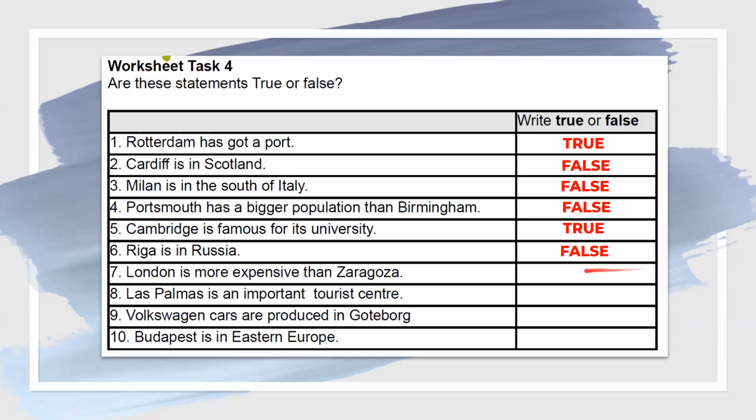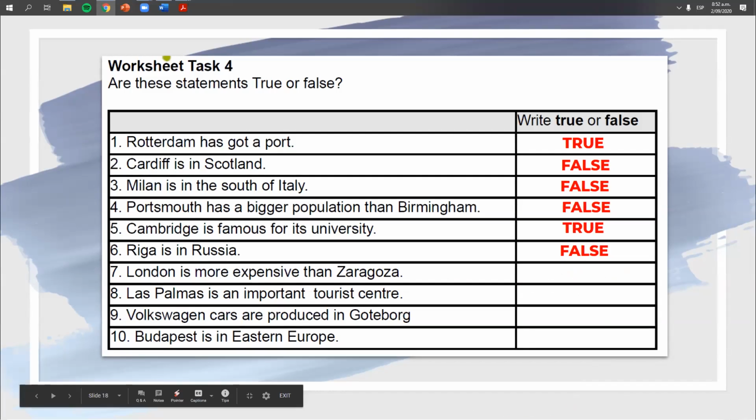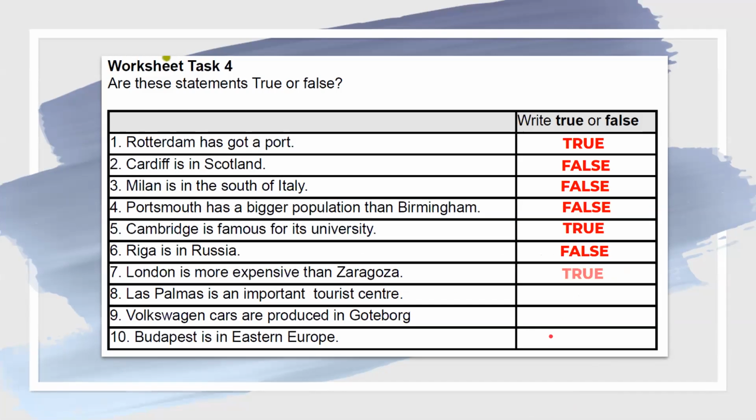Let's continue with Daniela Rodriguez with number 7. Daniela? Okay, sorry. Number 7. That is true. London is more expensive than Zaragoza. Believe me, it is. Alejandra Arce, would you please help us with number 8?